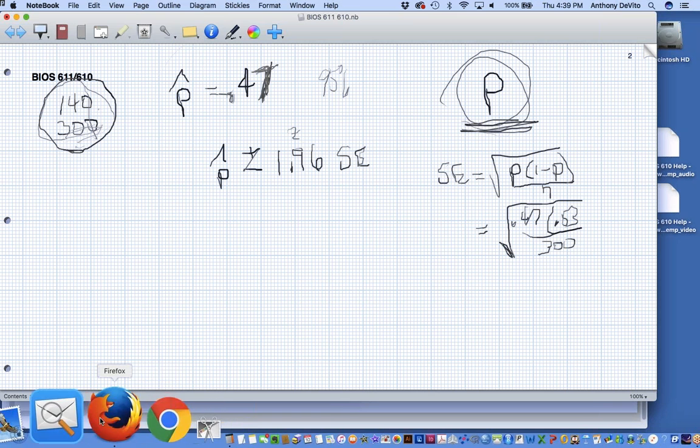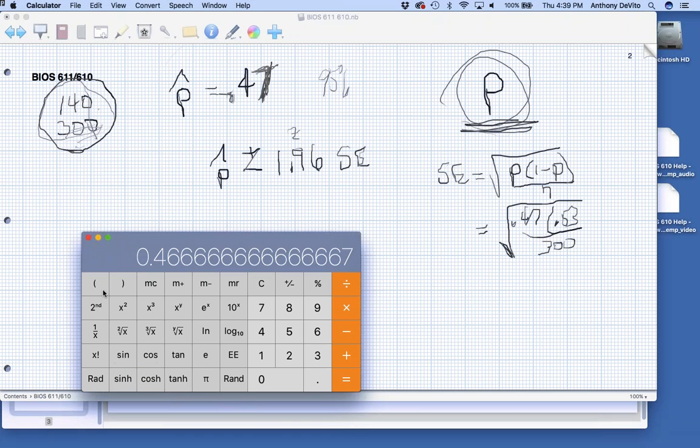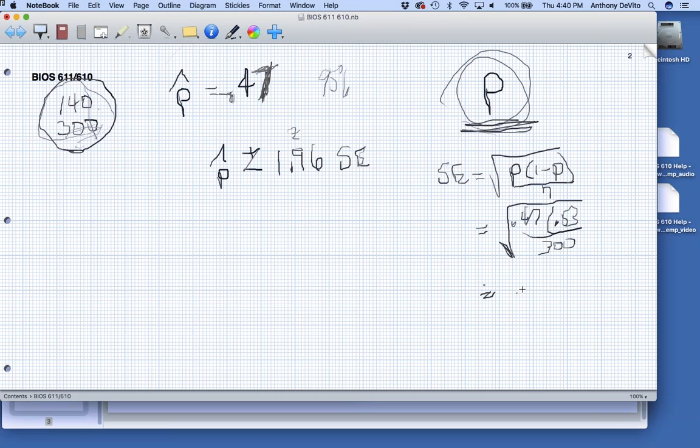Okay, so let's get the calculator out again. Figure out what that variability is. Okay, it's equal to, remember, this is the standard error, 0.47 times 0.53 divided by 300 equals this, and then I'm going to take the square root of that. And it comes out to be 0.0, I'm going to call it 3%, 0.03. That's equal to 0.03. Okay, so what is it?